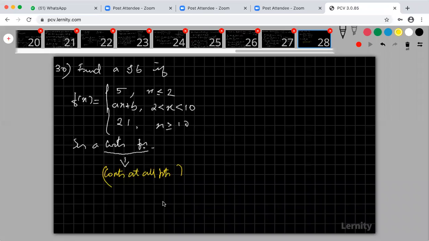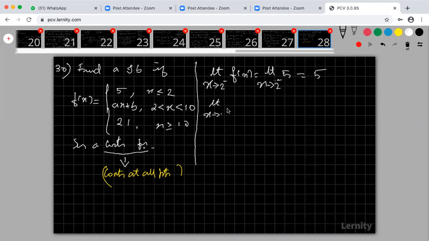Continuous at all the points. That means at x is equal to 2, it is continuous. At x is equal to 10, it is continuous. So therefore, I am going to find out the left hand limit and right hand limit at x tends to 2. x tends to 2 minus, what is my f of x? I am finding the left hand limit. My f of x is 5 only, so therefore this is 5. Then apply x is 2. My f of x is 5 only, there is no x. I will get the function value 5. That is a constant function.